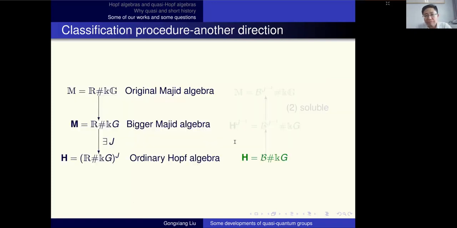So anyway, if you take the original Hopf algebra, you can take the converse procedure. And if equation 2 and equation 3 are soluble, you can get the original modular algebra. This gives our way to classify the original modular algebra.